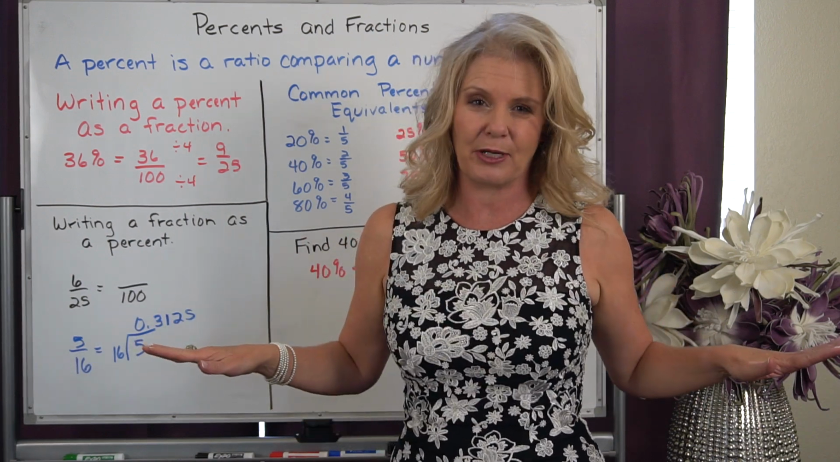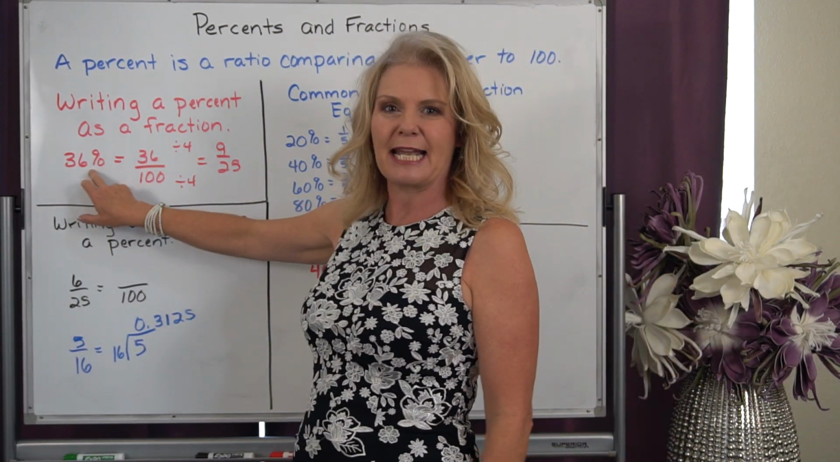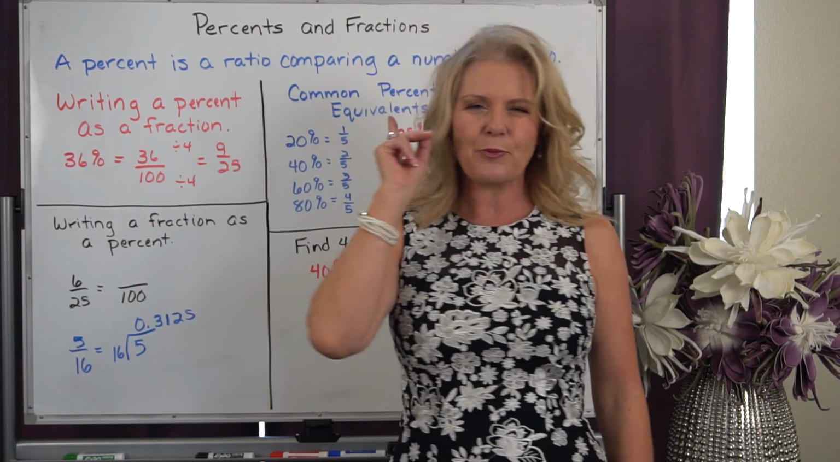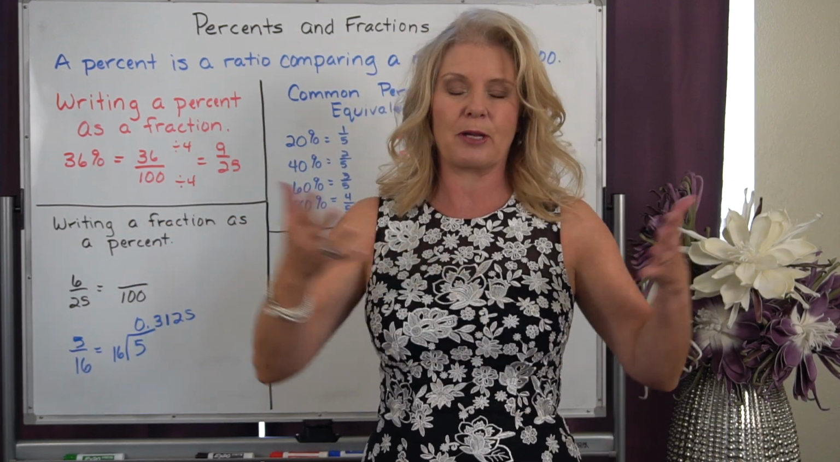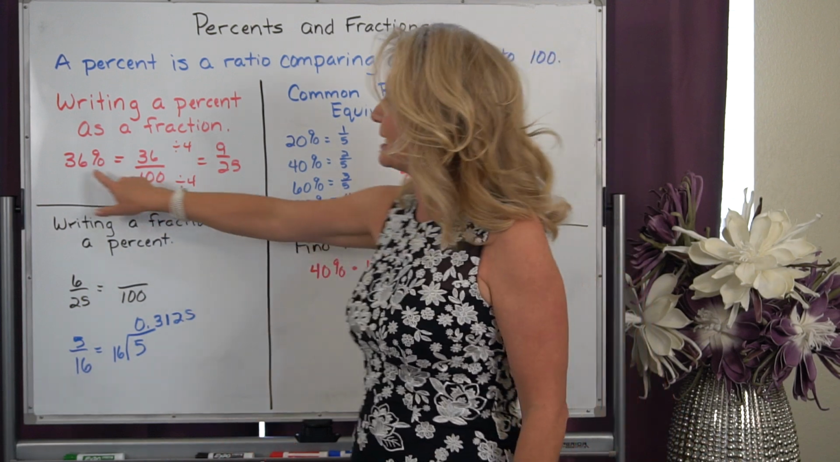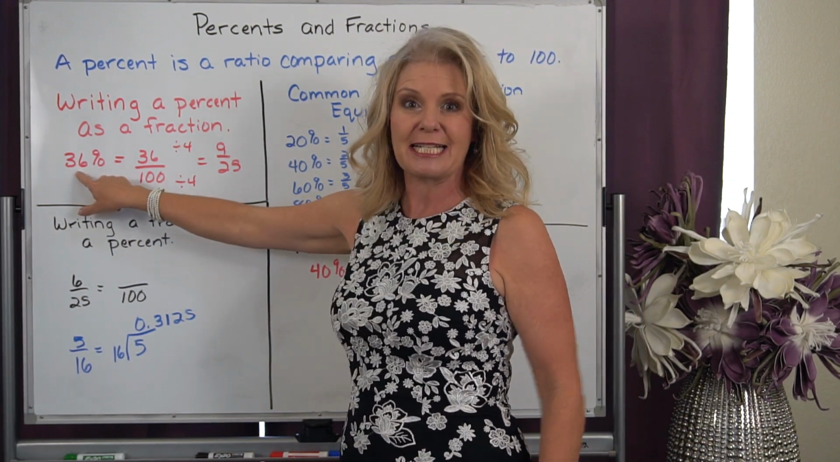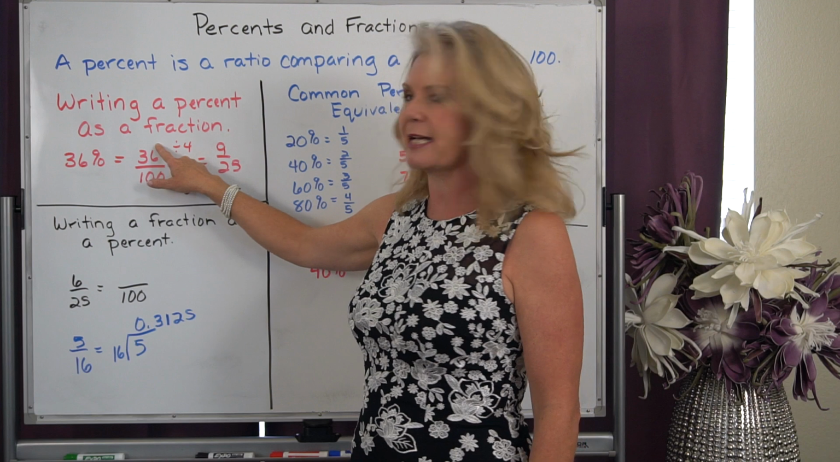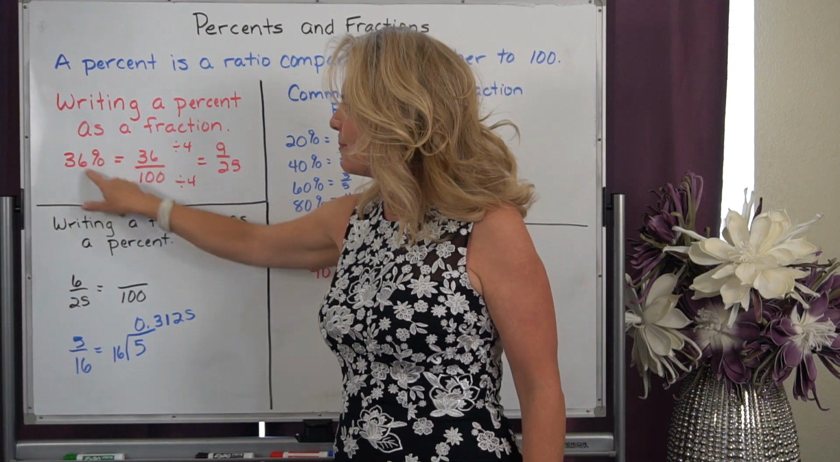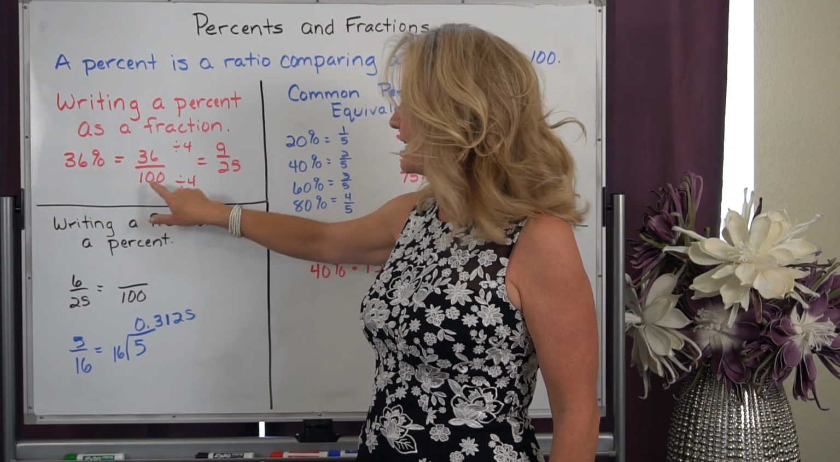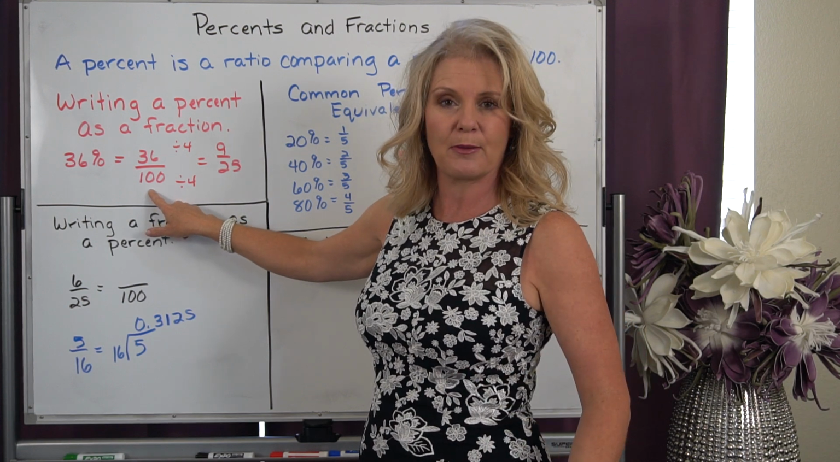Let's start with the easy one first. That's changing a percent to a fraction, because we know that a percent is a number compared to 100. All we need to do is take that 36%, the number goes on top, and whenever you see that percent symbol, that just tells us to put 100 on the bottom.